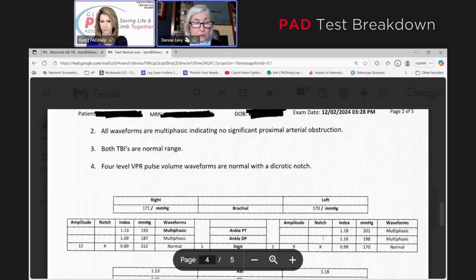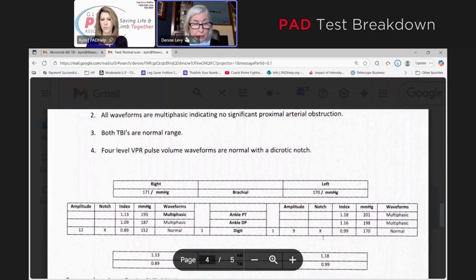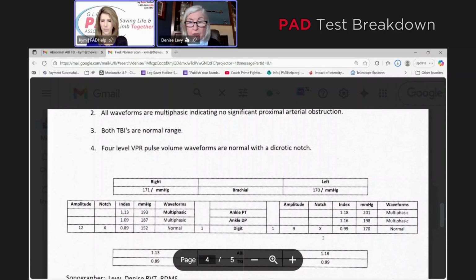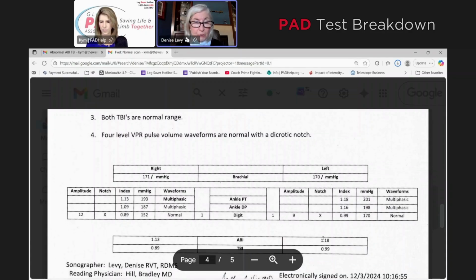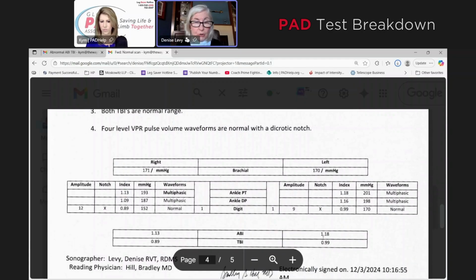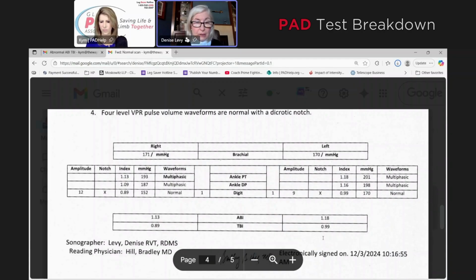And what's a PVR? That's the pulse volume recording. Okay. So everything is multiphasic. It's triphasic or multiphasic, multiple waveforms. So that's all normal. That's the ABI. Now, if you go down, I'll show you what a normal PVR looks like.